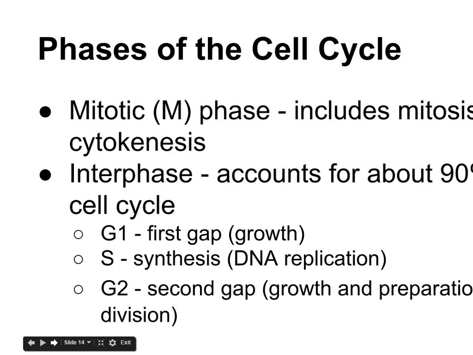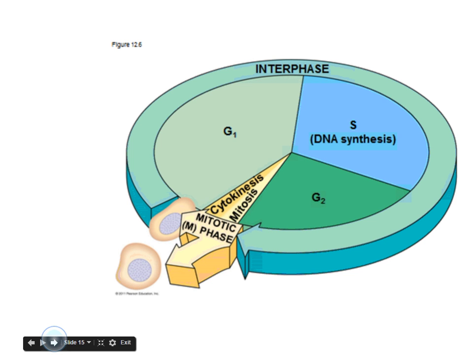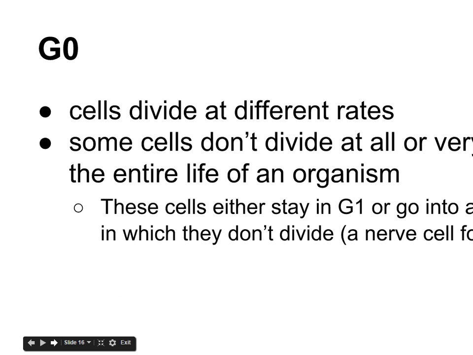So for example, if the life of a skin cell is 24 hours, 90% of that is going to be spent in interphase. So I think that's about 18 hours, and then the other 6 hours will be spent actually physically doing the division process. So this shows something similar to what we did in class. G0 is another stage that we talked about. Cells divide at different rates.